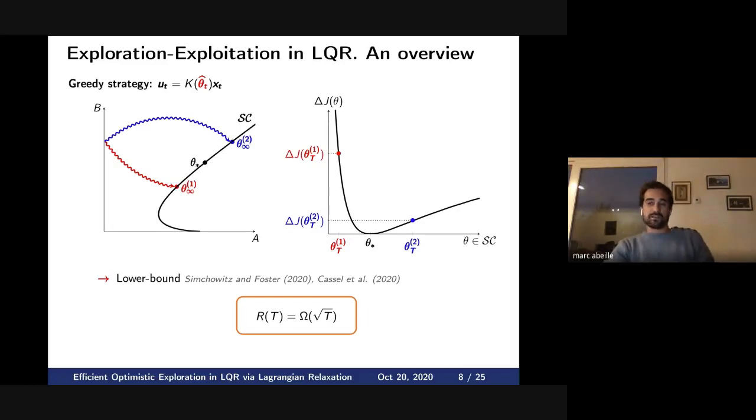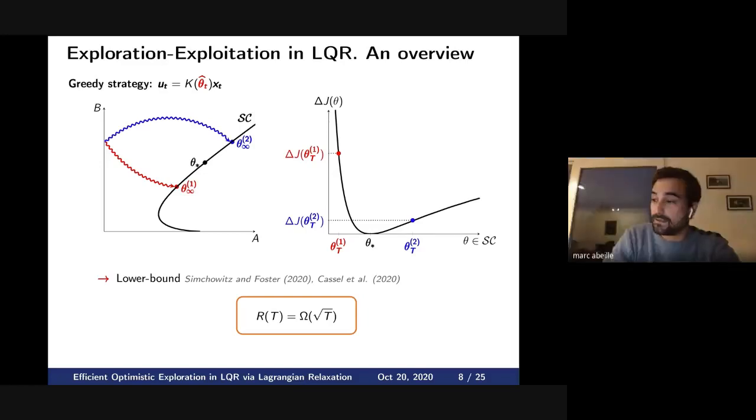So it means that there is an exploration issue, and it comes from this lack of identifiability. And so the most natural idea is to inject some additional noise into the system to help in discriminating within this self-coherent set where the true parameter is.